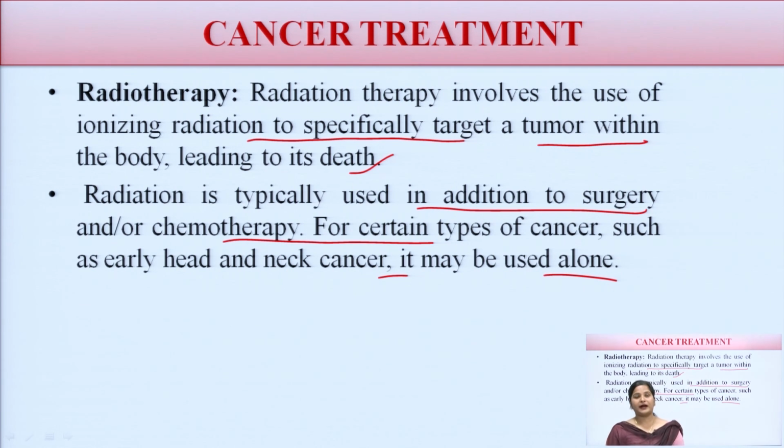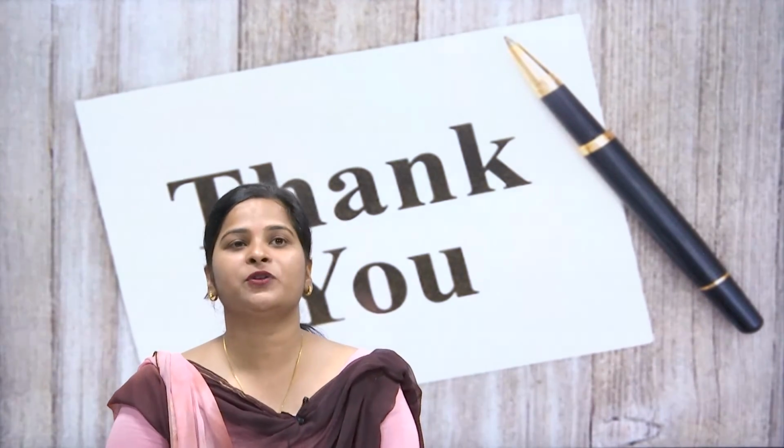Now, at the end, treatment: there are various kinds of treatment used for cancer, like radiotherapy, chemotherapy, immunotherapy and some kinds of hormonal therapy. So, this is all about the pathogenesis of cancer and the treatment of cancer.